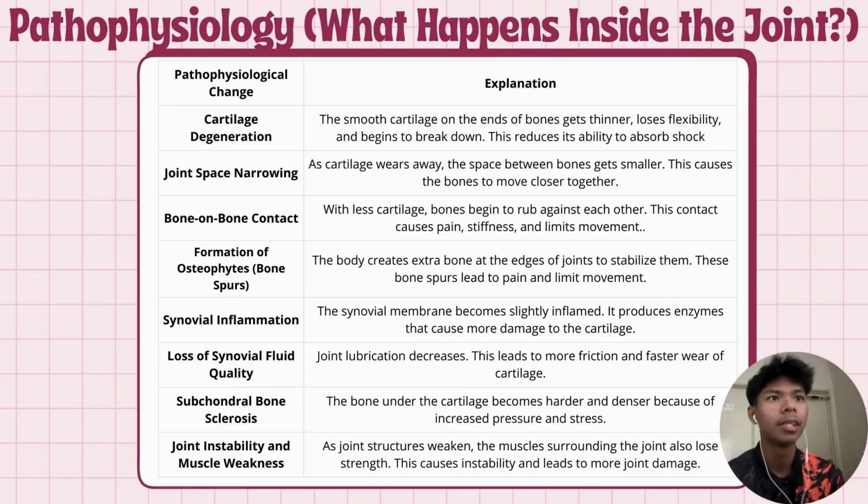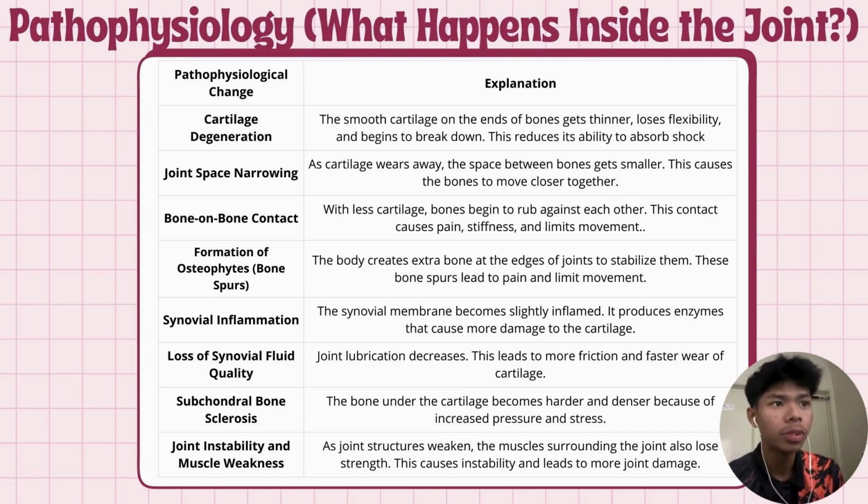Okay, so the next part is pathophysiology. So what happens inside the joint? Okay, so for cartilage degeneration, the smooth cartilage on the ends of bone gets thinner, loses flexibility, and begins to break down. So this reduces its ability to absorb shock. Okay, the next one is joint space narrowing. As cartilage wears away, the space between bones gets smaller. This causes the bones to move closer together.